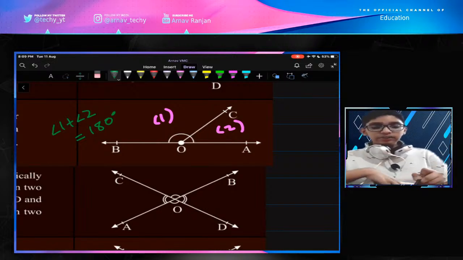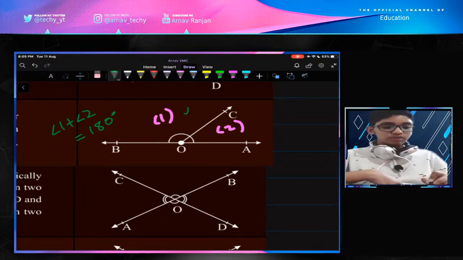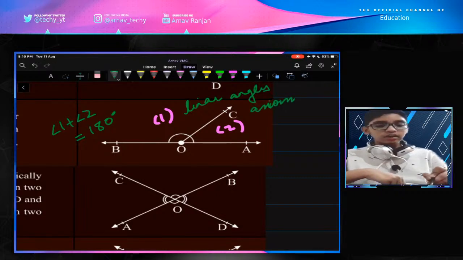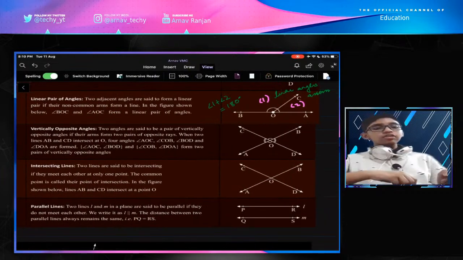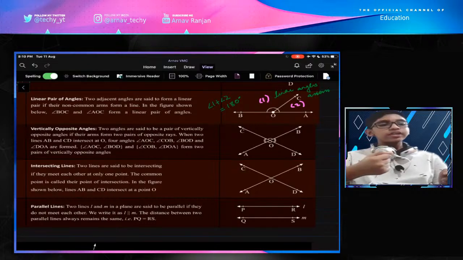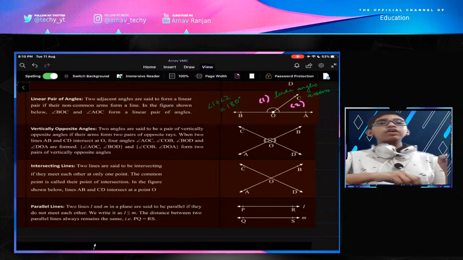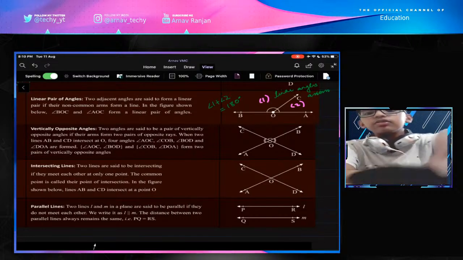And this is also called by one more term, the linear angles axiom. The law of linear pair, that is 180 degrees, can also be called the linear angles axiom.